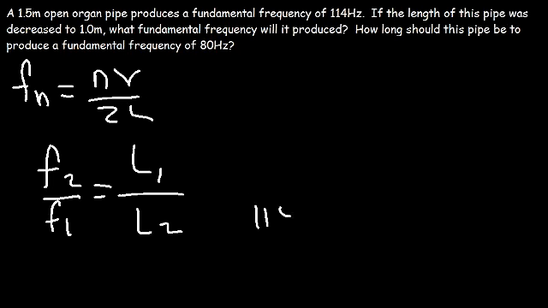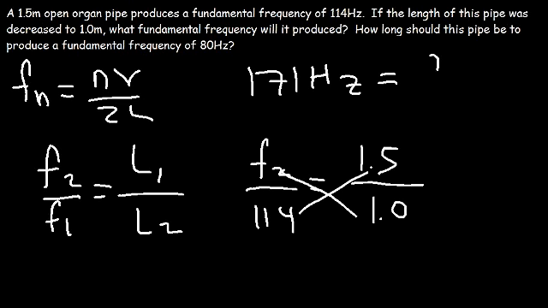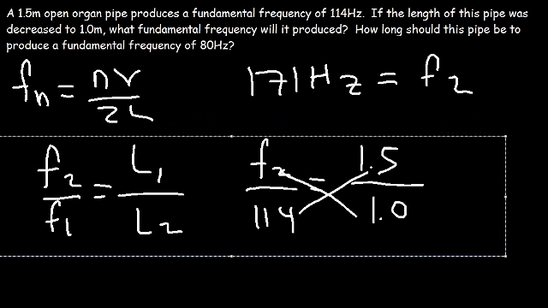So F1 is 114. We're looking for the new fundamental frequency. L1 is 1.5 meters. L2 is 1.0 meter. So if we cross multiply, 114 times 1.5 is about 171 hertz. And that's equal to 1 times F2, which is simply F2. So as you can see, if you decrease L, the frequency increases.